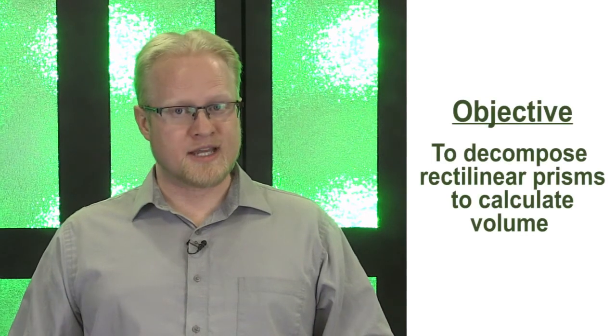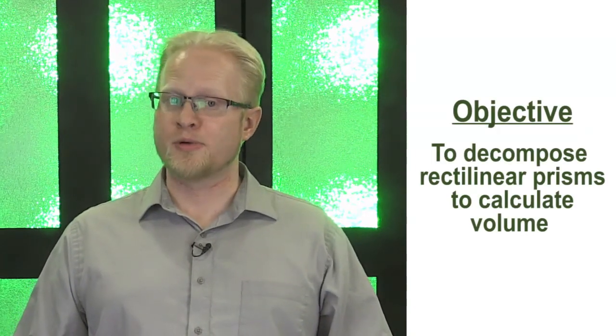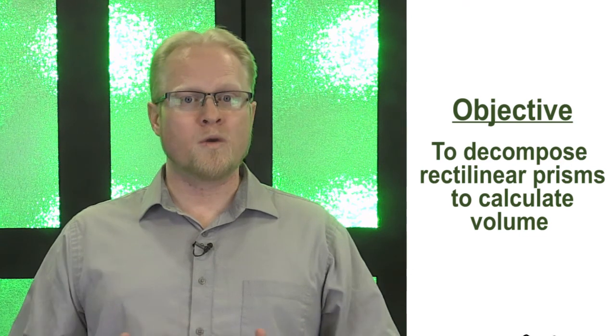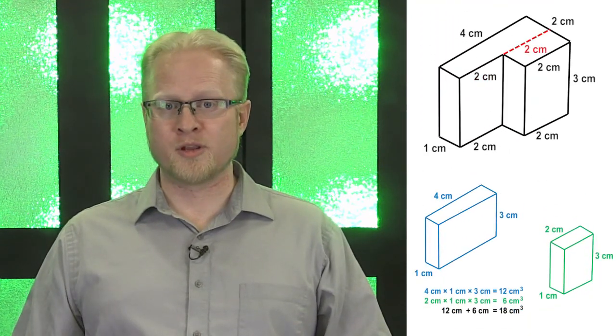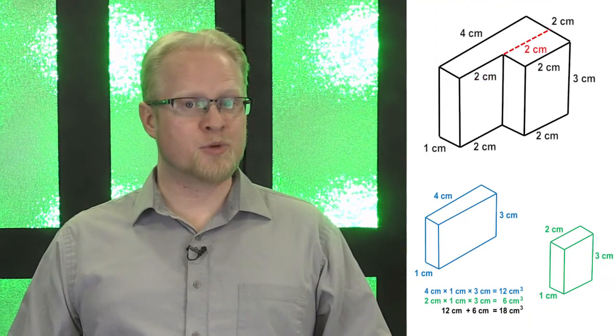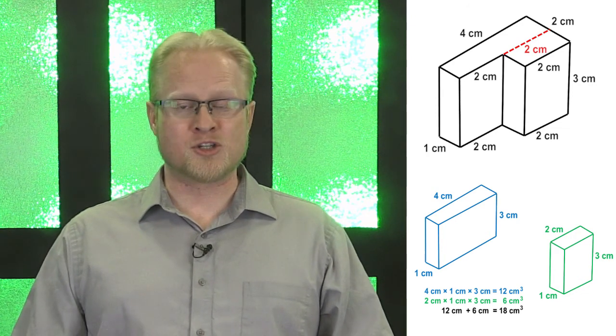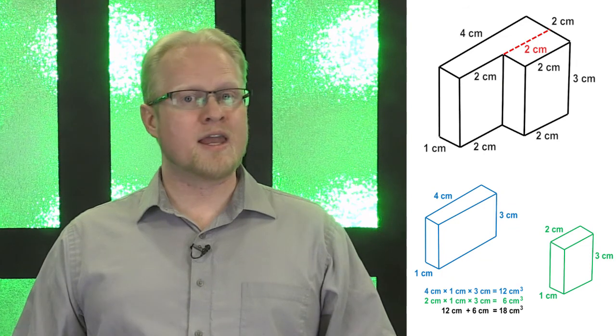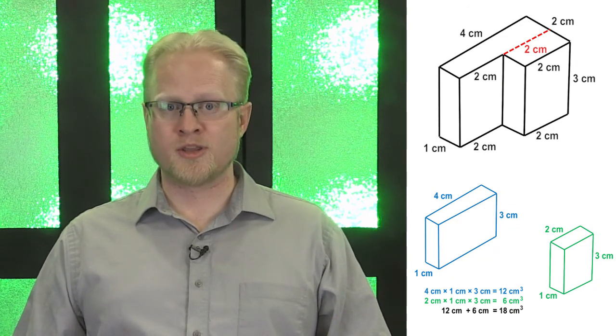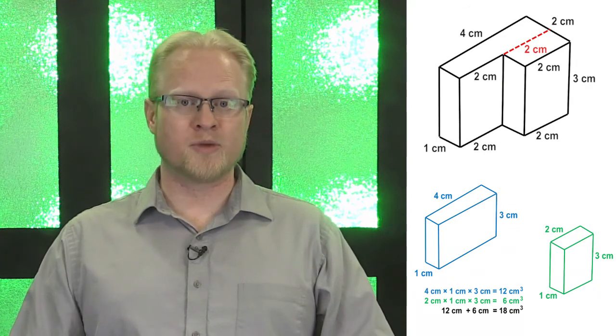The objective for this lesson was to decompose rectilinear prisms to calculate volume. We met this objective by reviewing the formula for volume, decomposing prisms into smaller rectangular prisms, and calculating the volume of each smaller prism. We then added the volumes together to determine the total volume of the original rectilinear prism.